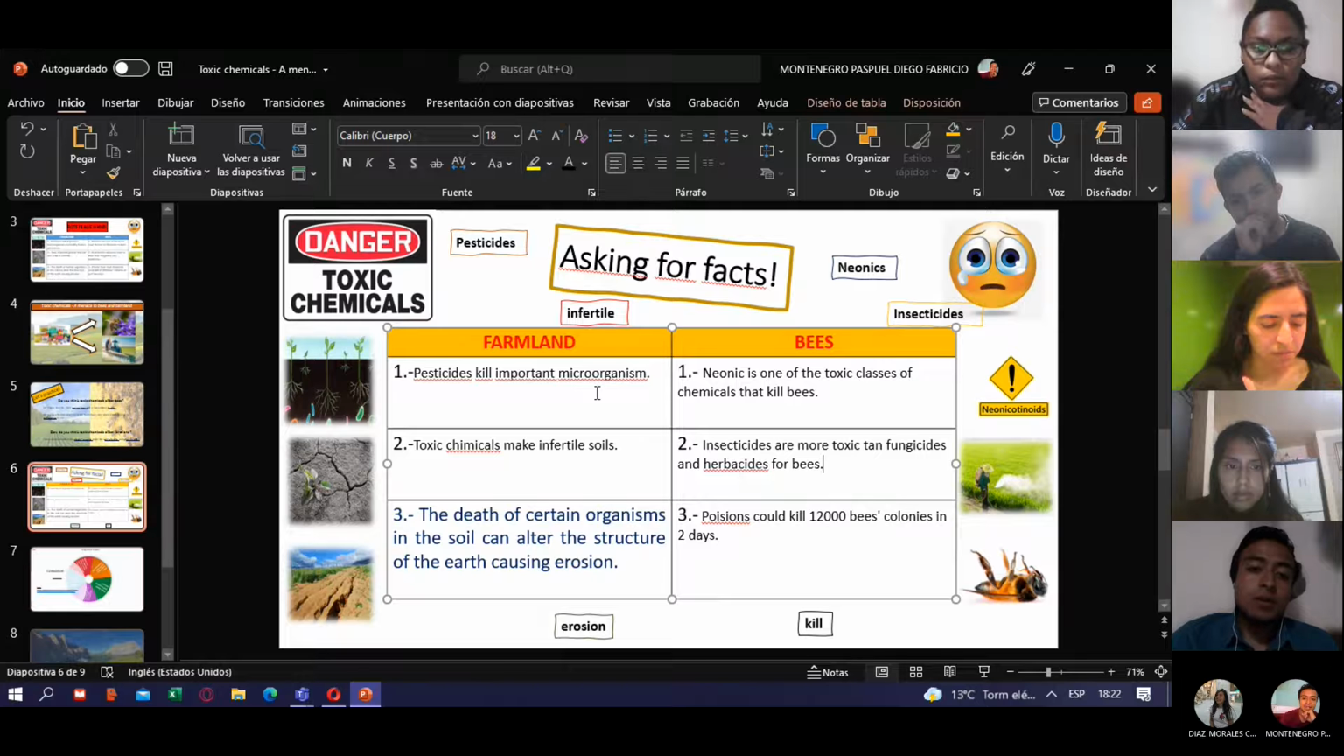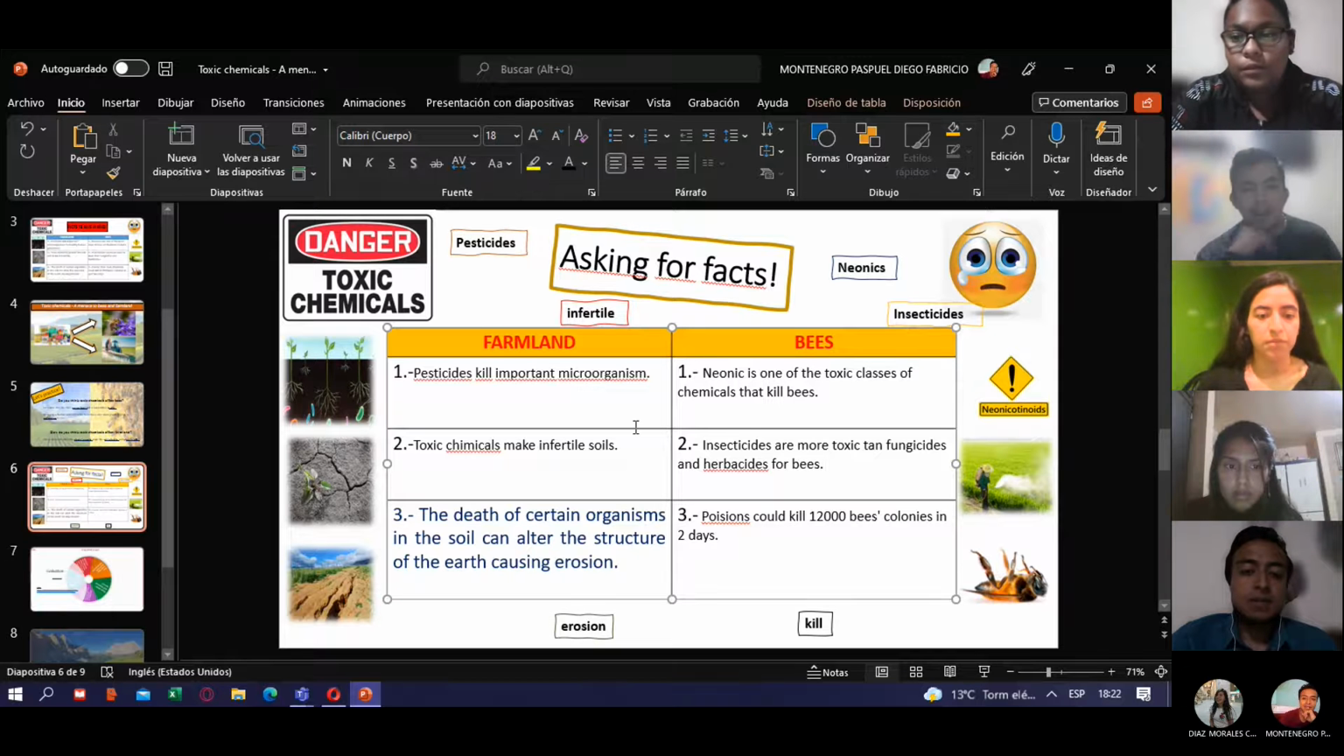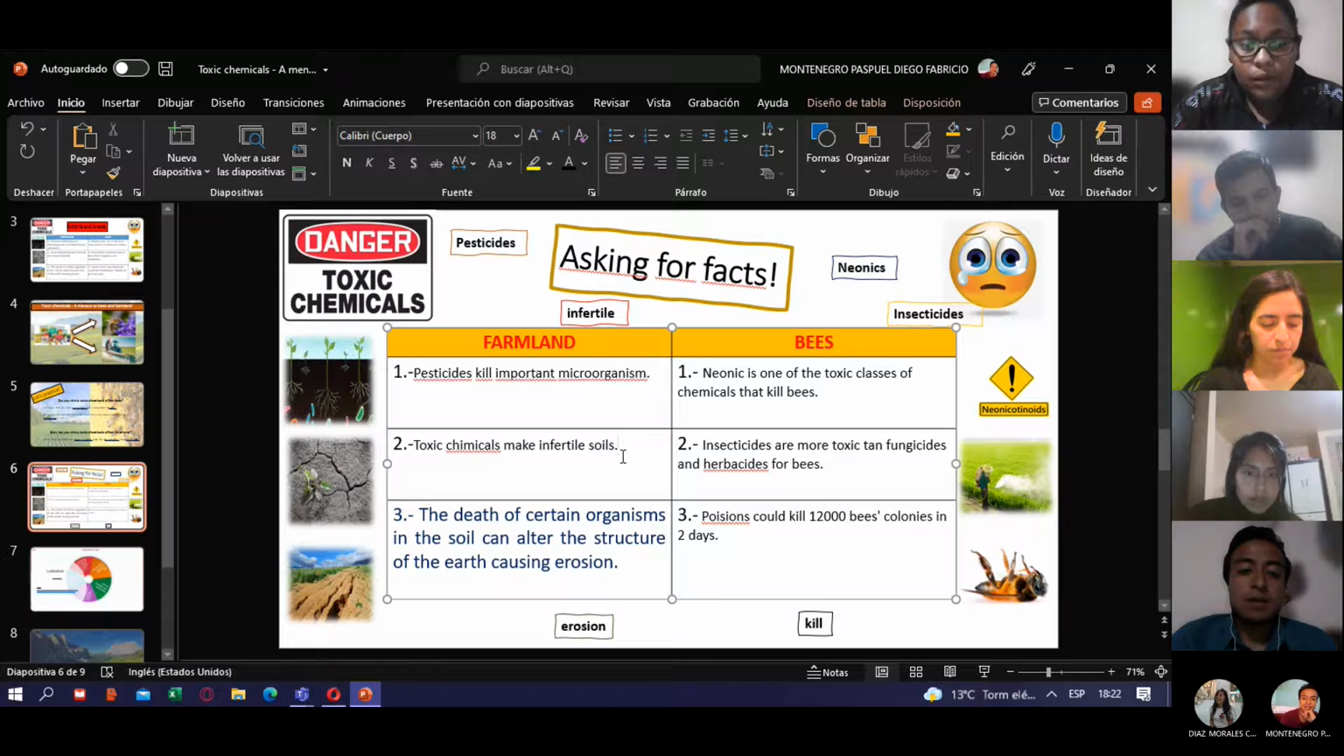So George, could you read the first fact about farmland, please? Pesticides kill important microorganisms. Okay, the second one, please, Mille. Could you help me reading the second fact about farmland? Toxic chemicals make infertile soils. Okay, we have a mistake here. Chemicals. Okay, thanks, Mille.